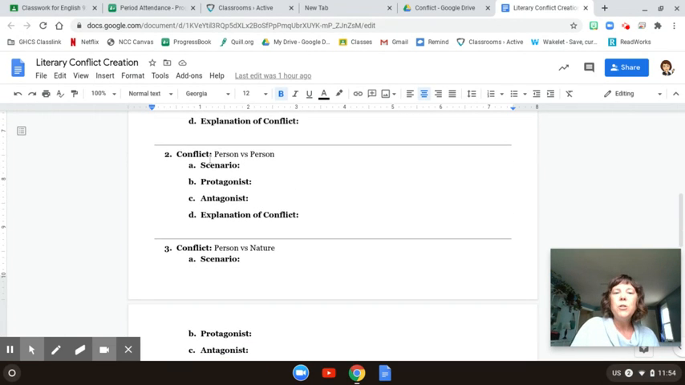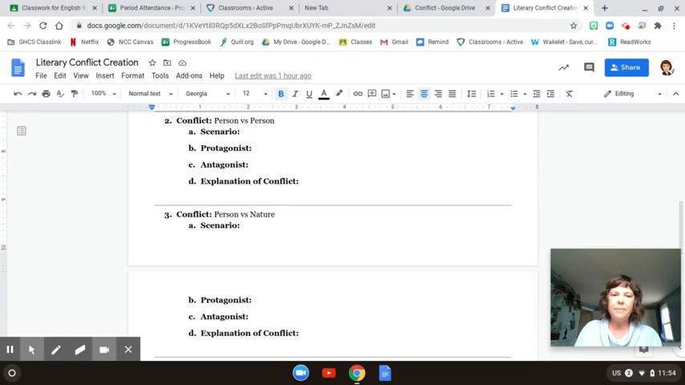For number 2, I want you to write a scene about a person struggling against another person. So for the protagonist, they should have a specific name. Antagonist, they should be a specific person. Explain how these 2 people are in conflict.